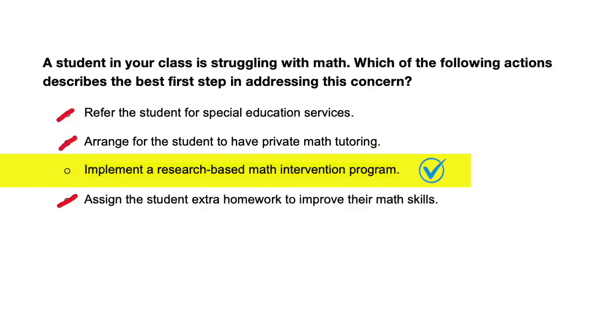Implementing a research-based math intervention program is the most appropriate first step in addressing this concern. Such a program could provide targeted instruction designed to improve math skills, and its effectiveness would be supported by research. Referring a student for special education services or arranging for private tutoring should typically be considered if other strategies are ineffective.